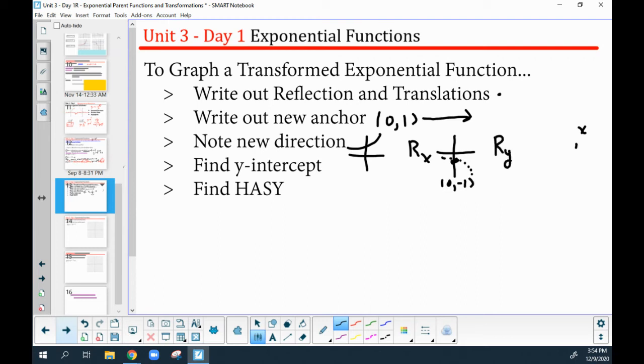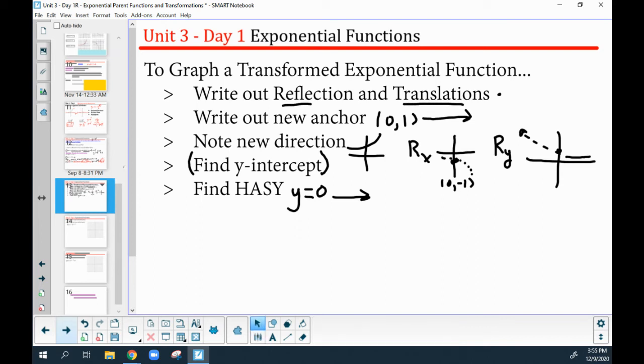If it reflected over the y-axis, that means your anchor would stay the same, and it would just swing around that anchor and go in the other direction. Again, I could draw that a little better, I apologize. It would keep that anchor, but now it would hug this side and go up here. So just keep that direction in mind. Sometimes it's super important to find the y-intercept, just for clarity to make sure we're drawing it more accurately. And remember, the parent function always has a y equals 0 horizontal asymptote, but that will change based on these reflections and translations.